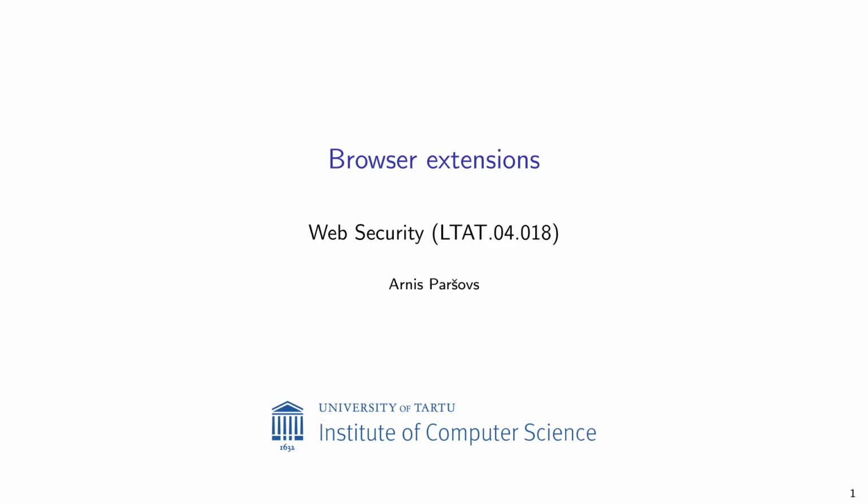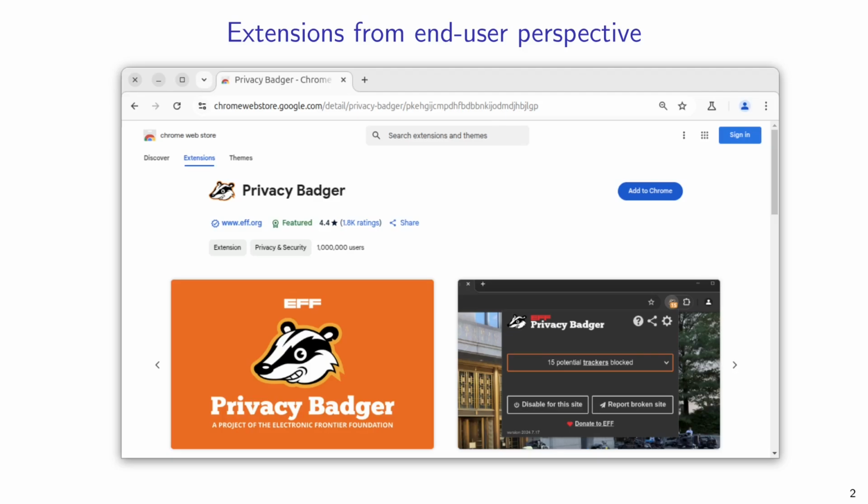Let's begin by looking at how extension installation and usage appears from the end user's perspective. Let's use the excellent Privacy Badger extension as an example. This is a useful extension as it blocks known trackers and can be enabled to discover unknown trackers by analyzing the behavior of third-party scripts loaded by websites.